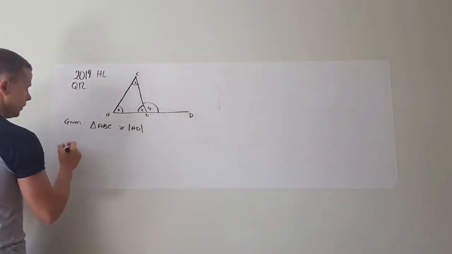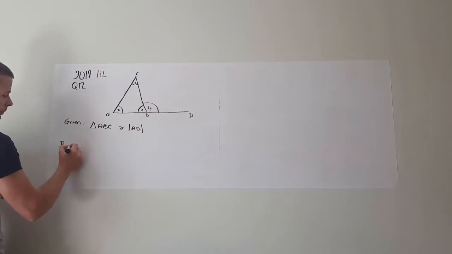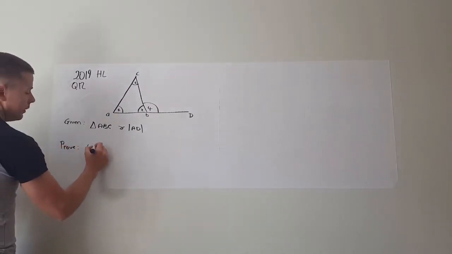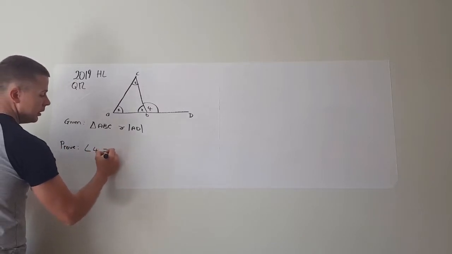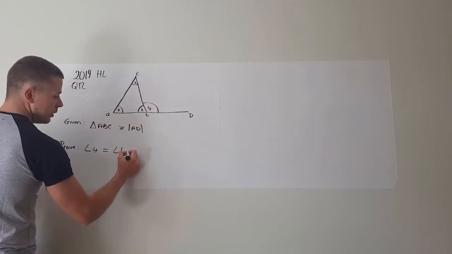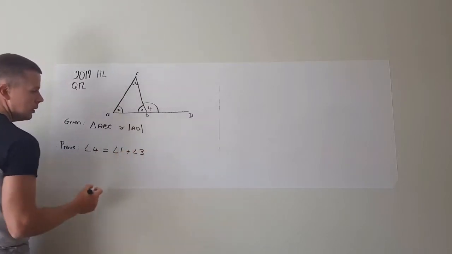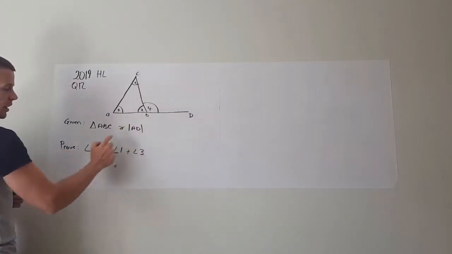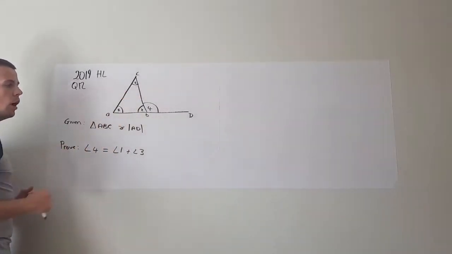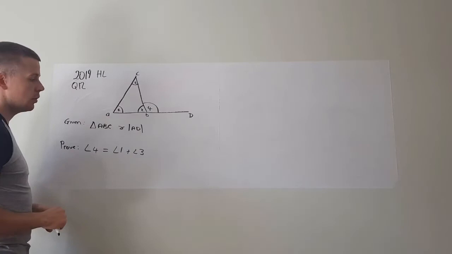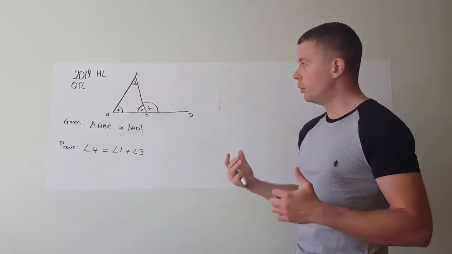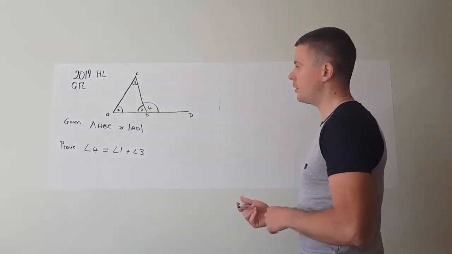What are we asked to prove? We're asked to prove that angle 4 is equal to the sum of the two interior angles, angle 1 and angle 3. We have to prove this exterior angle, angle 4, is equal to the sum of the two opposite angles on the interior of our triangle. So what does our proof look like? It's one of the nicer, more straightforward proofs that you have to come across.